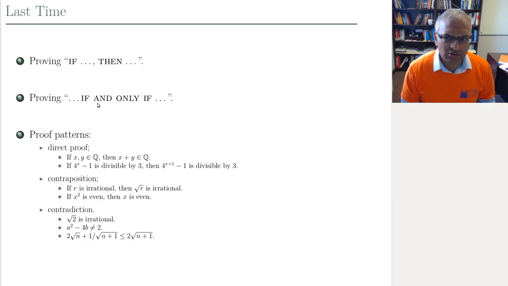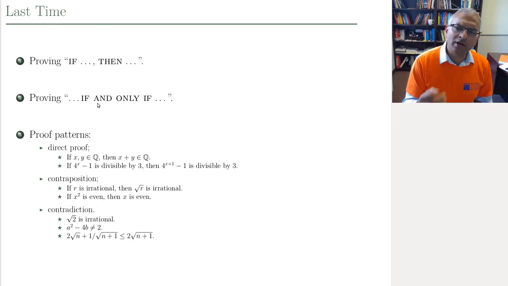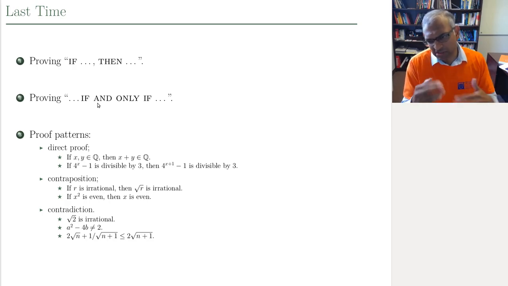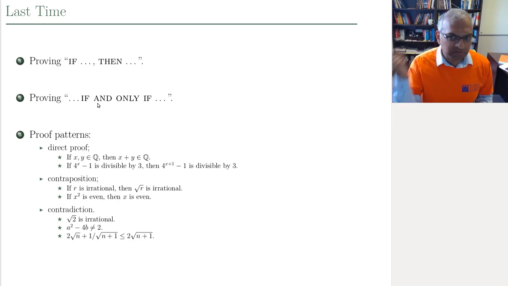Try your hand at contraposition to show that if you have an irrational number r, then its square root, the square root of r, must also be irrational. So the square root of an irrational number is irrational. Try to prove that with direct proof. It's a little bit hard. Try to prove it with contraposition, no problem.